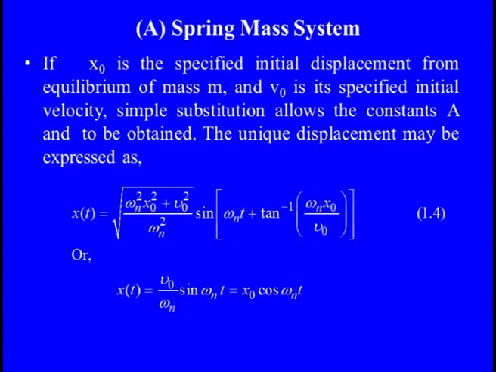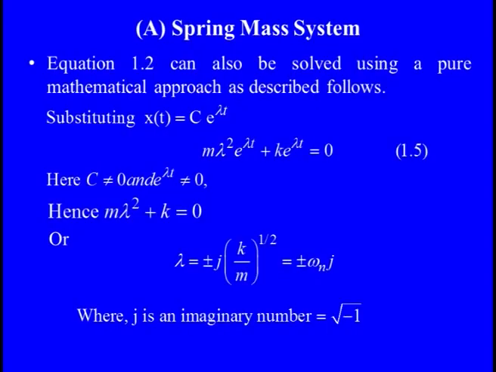As we know, in the ordinary differential equation there are two main parts of the solution: one is the particular integral and the other is the complementary function. The complementary function is mainly responsible for free vibration, and the particular integral is mainly responsible for forced vibration. So here you have both: x of t equals v0 by omega n sine omega n t plus x0 cos omega n t. Both the things have been included there.